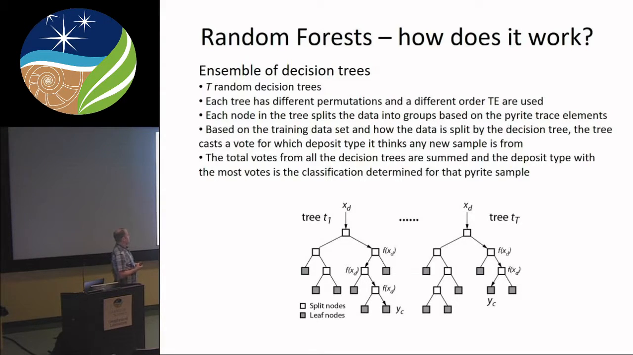Now, random forest uses an ensemble of decision trees. So we use 500 different trees, and you feed it a training data set that defines the different possible classifications. And then each tree has different permutations of trace elements that it'll look at. And based on how it splits at each of these nodes, it will bin a given unknown and assign it a most likely classification.